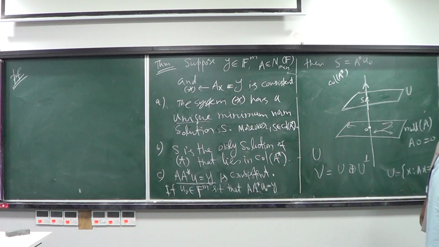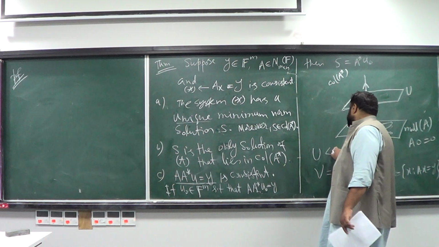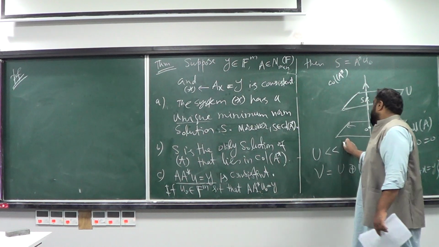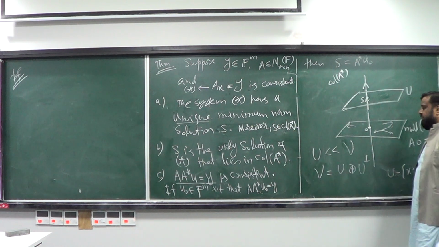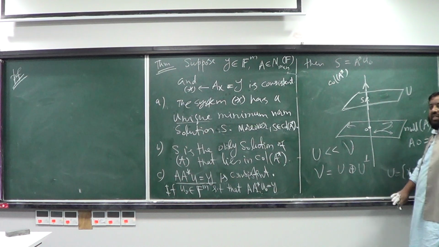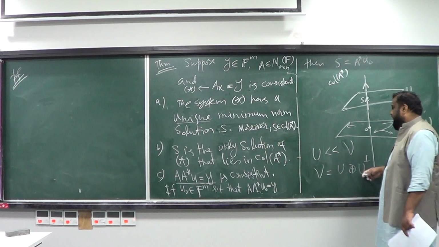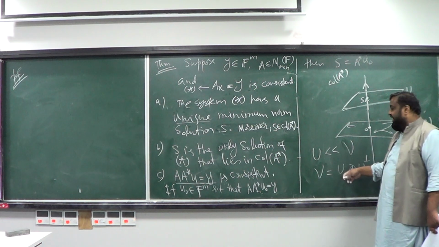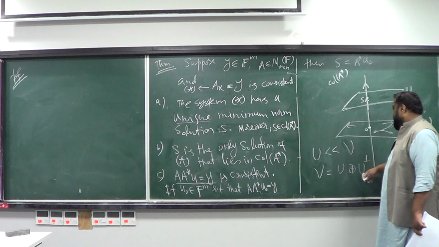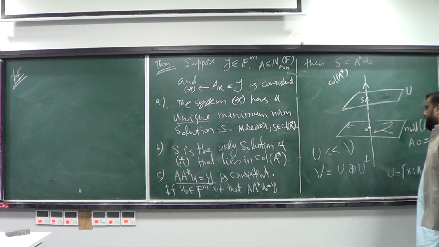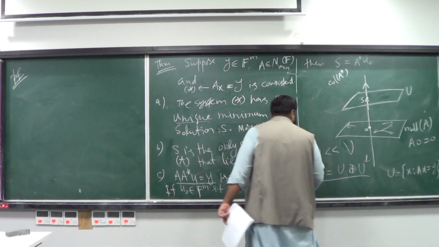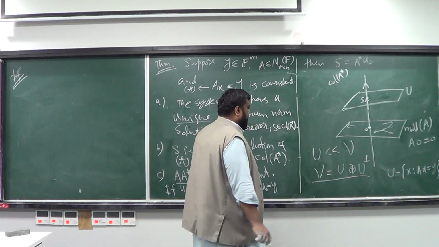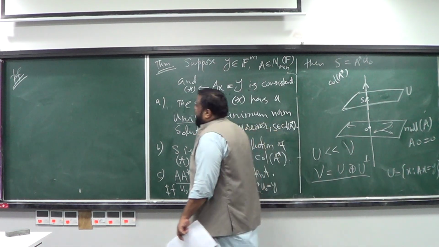If U is a subspace of a vector space, then V is the direct sum of U and U perp. In other words, every element in V can be uniquely written as an element from U and an element from U perp.